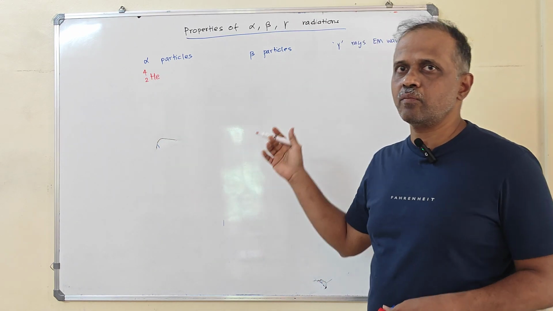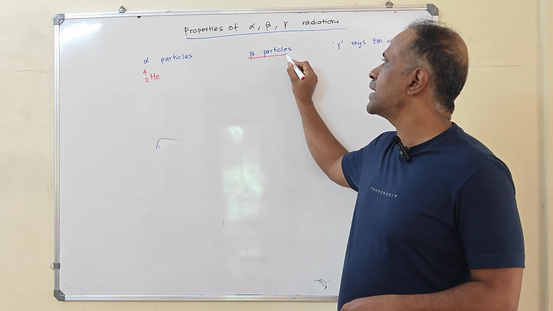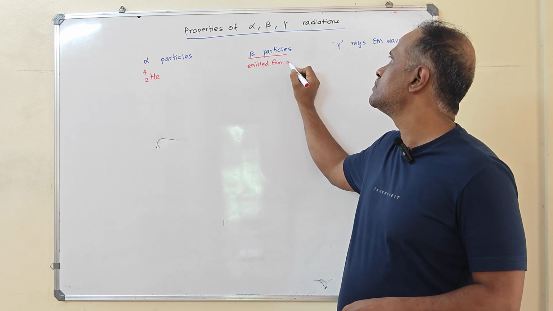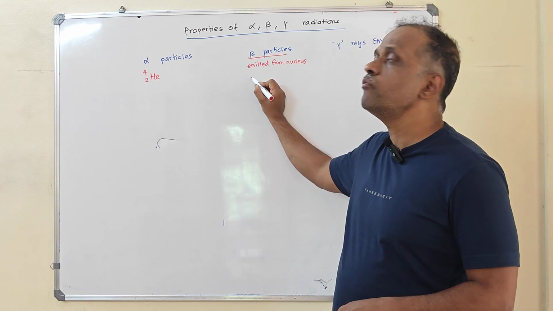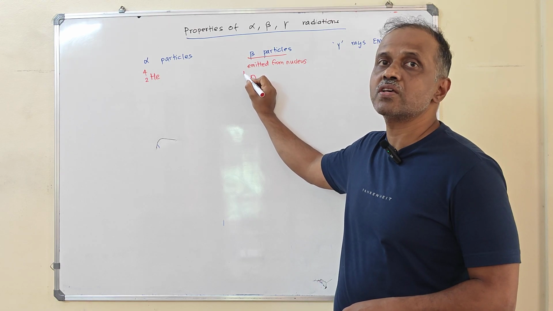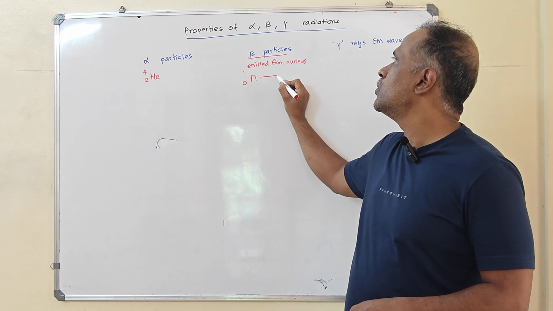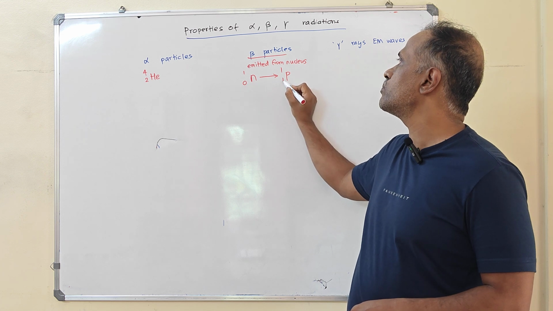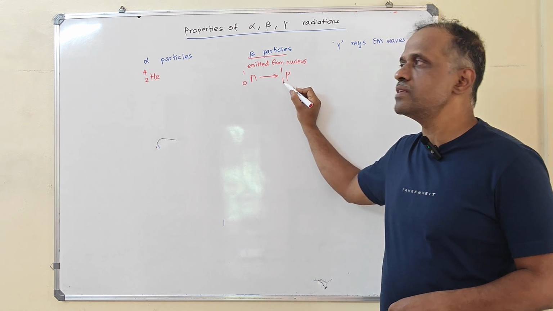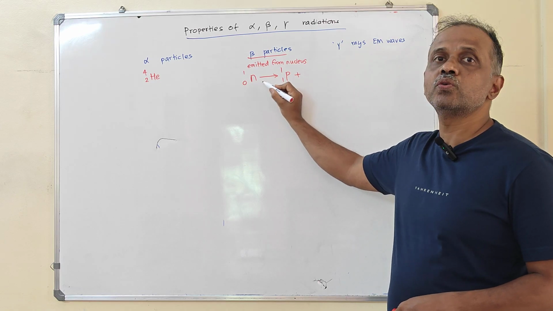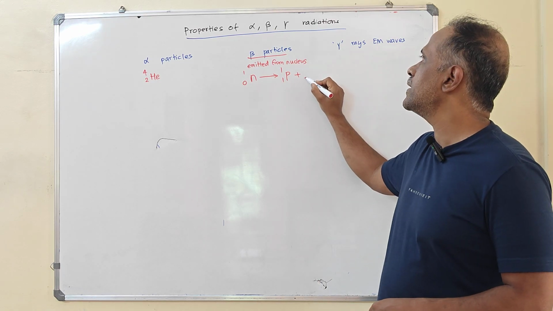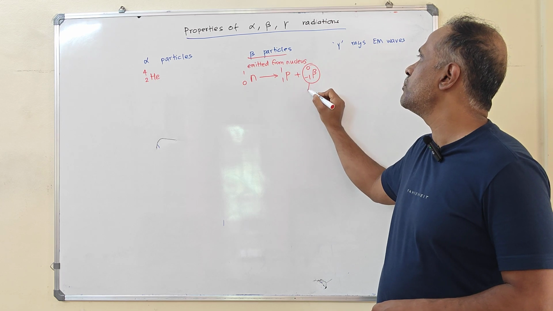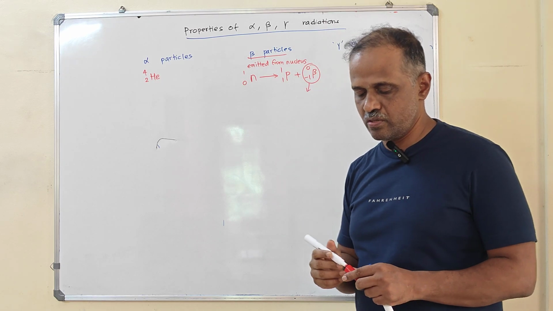The most interesting fact about beta particles is that they are emitted from the nucleus. When are they emitted? When a neutron, which has a mass of 1 AMU and charge of 0, gets converted into a proton having the same mass but a charge of +1. Now, in order that the charge is balanced, the nucleus should emit a negatively charged beta particle. So this is where the beta particle originates from the nucleus.